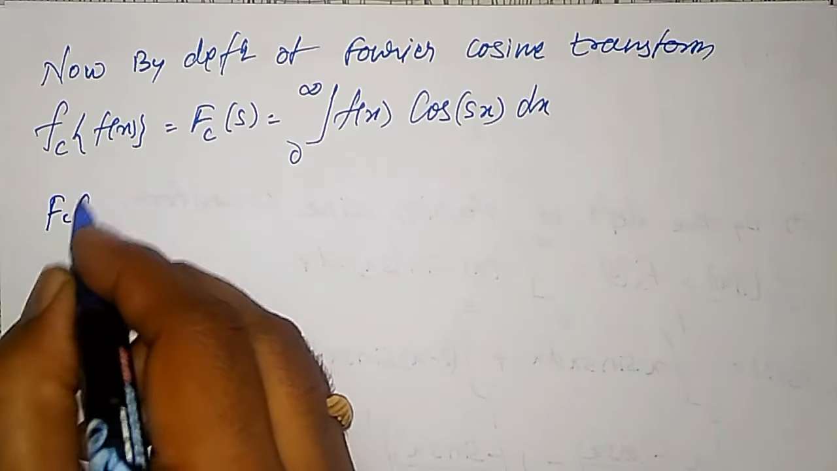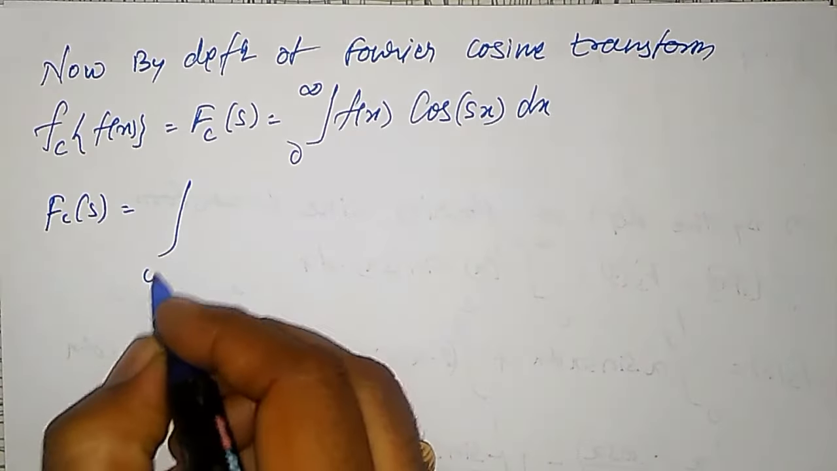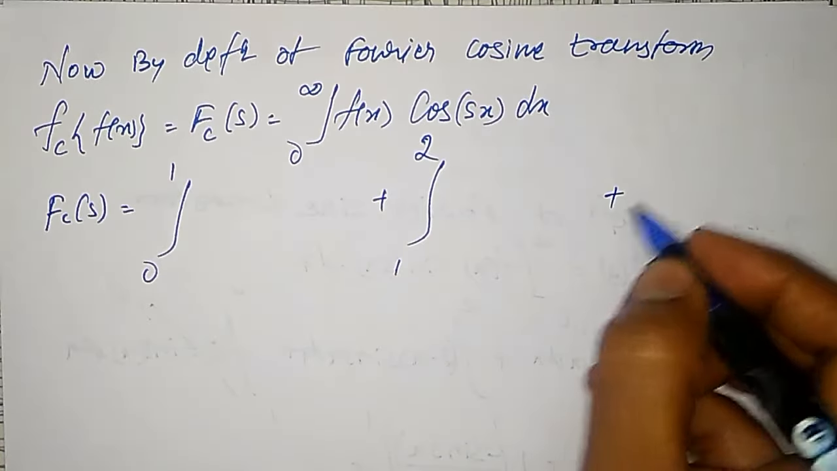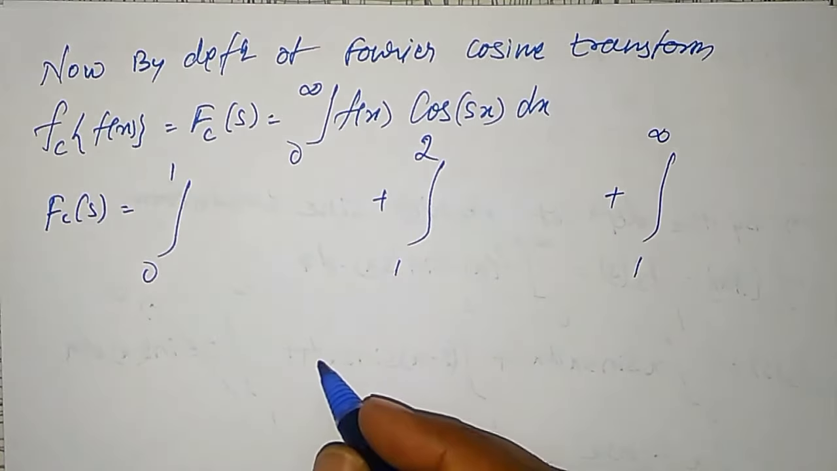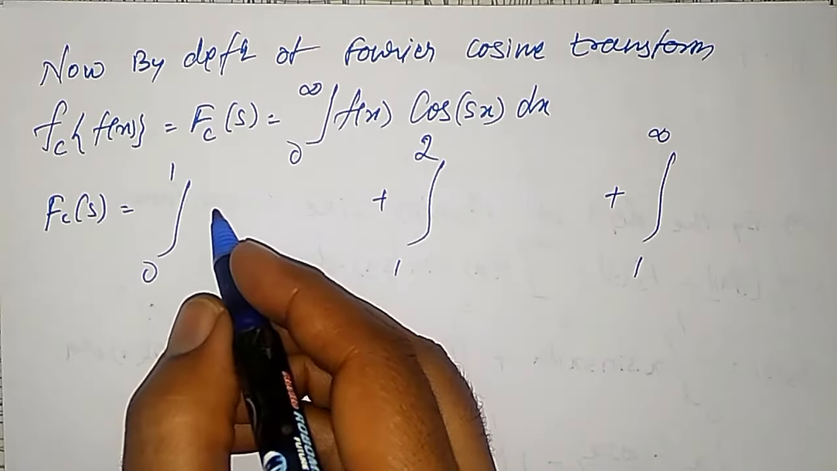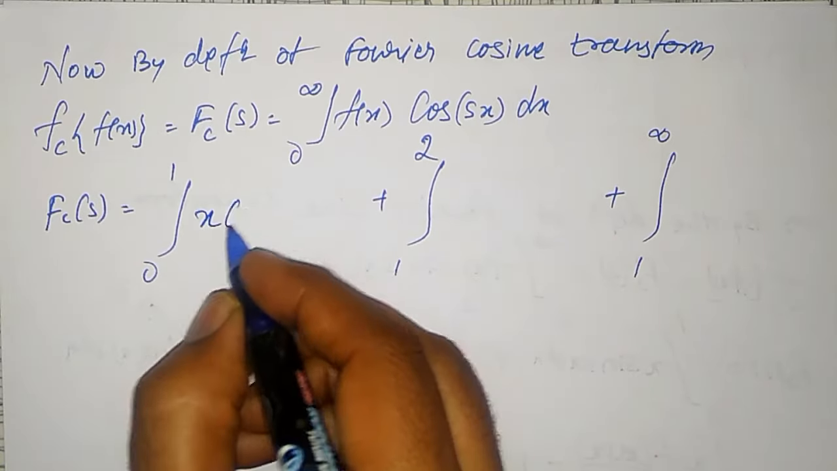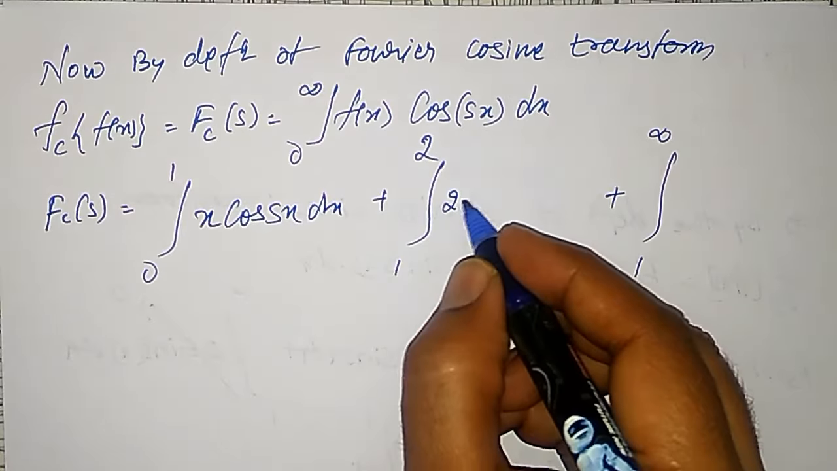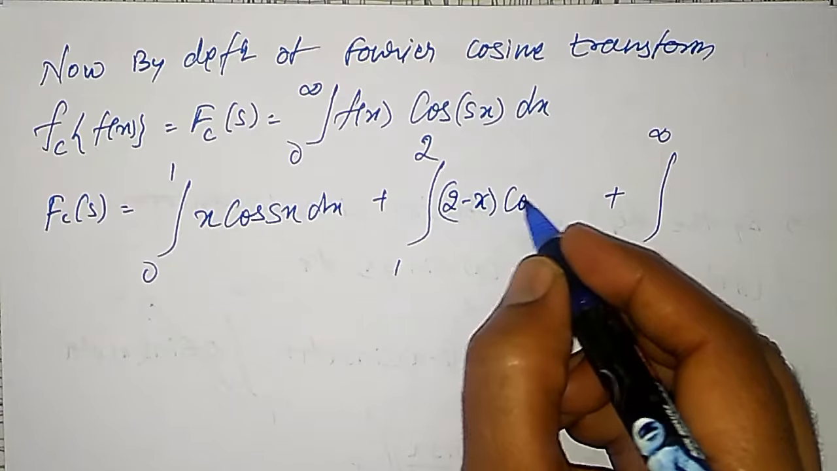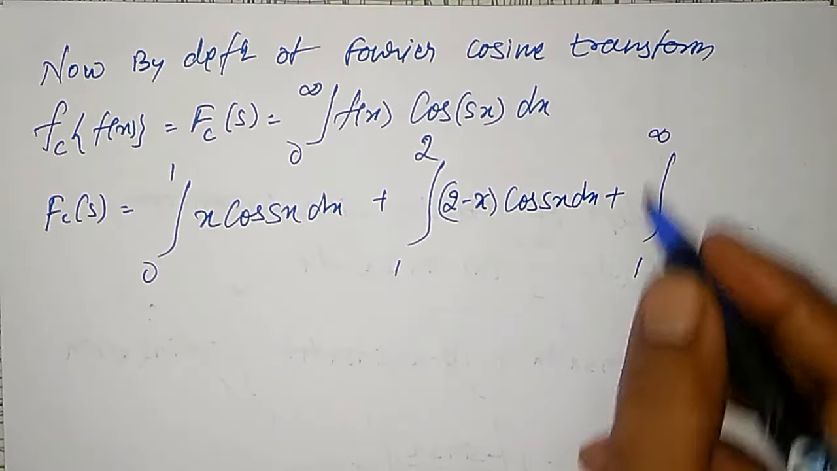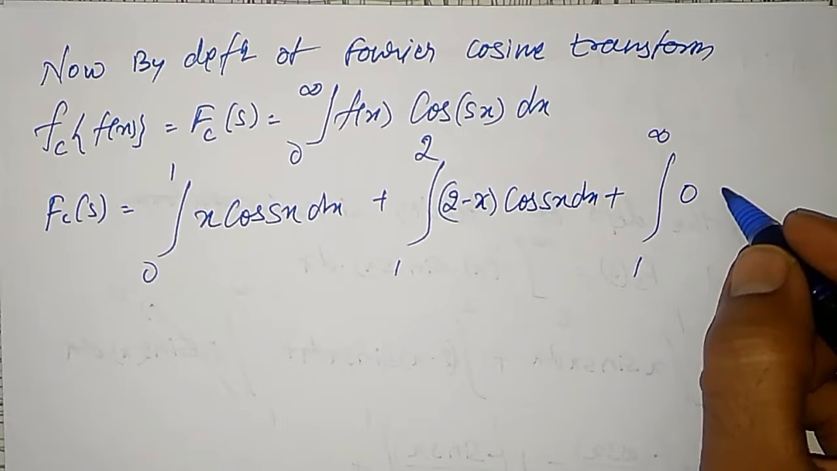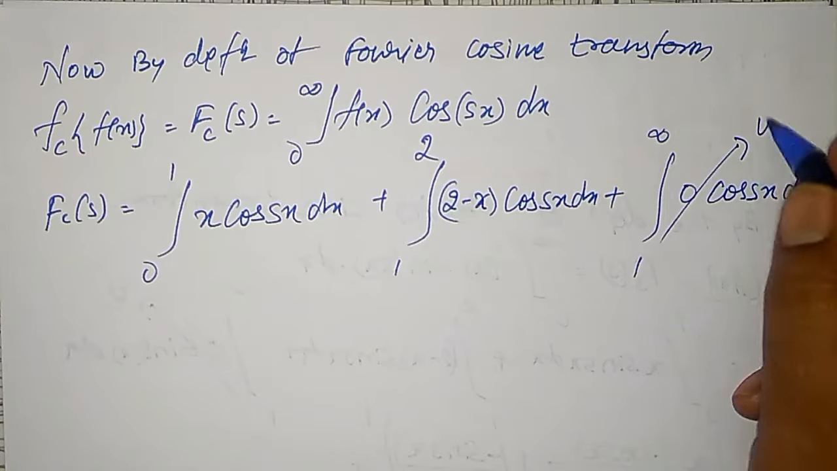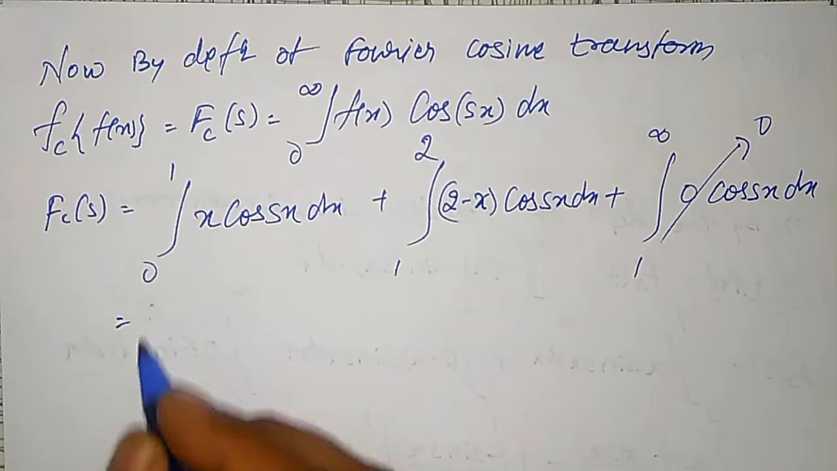That is, Fc of s is equal to integration from 0 to 1, next integration from 1 to 2, and integration from 2 to infinity. For 0 to 1, f of x is defined to be x, so x into cos sx dx, and from 1 to 2 it is 2 minus x into cos sx dx. Whereas from 2 to infinity the function is defined to be 0 into cos sx dx. But 0 into anything will become 0, so this integration will become 0. These two integrations I have to evaluate.